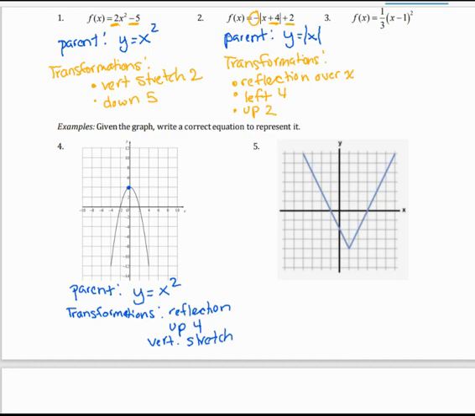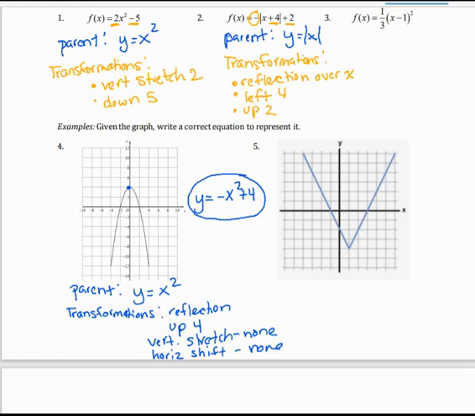So with that being said, we have no vertical stretch or shrink and no horizontal shift. So what we're going to have here is simply a reflection and up 4, which means that the new graph will be y equals negative x squared plus 4. All right, you try number 5.